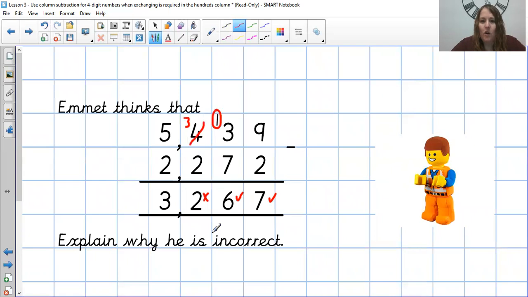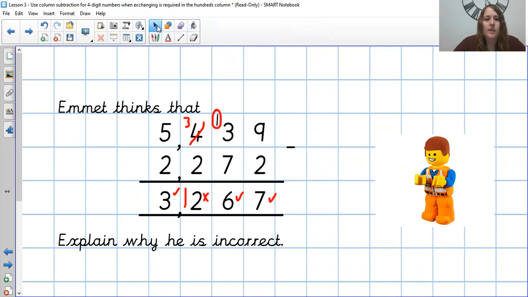So what has he done wrong? He has not exchanged. He has not crossed out his hundreds number in the minuend. And he's left the subtrahend by itself, that's fine, but he's not crossed that number out, he's not exchanged. So you can write that in words and then explain that the answer should then have a 1 in this column, and 5 take away 2 is correct. So that's the only part he got wrong.